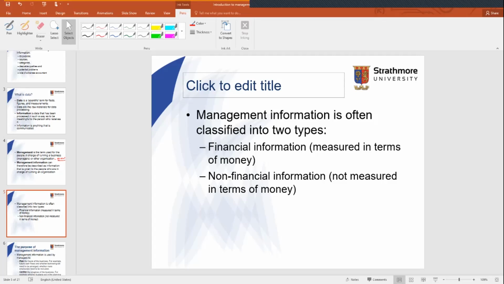Therefore, don't forget, management information can be classed into financial information as well as non-financial information. Financial information is something you can evaluate in terms of money: in terms of cost reduction, in terms of increase in revenue, in terms of increase in shareholders' wealth, in terms of the tax you pay, for example. All that is more towards financial information.